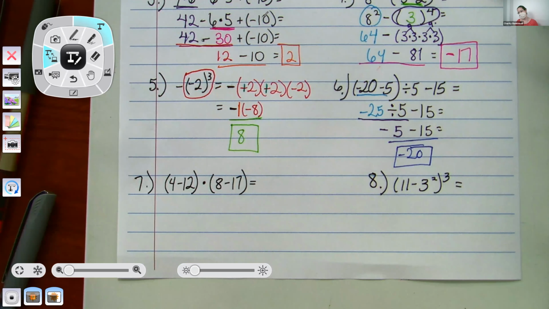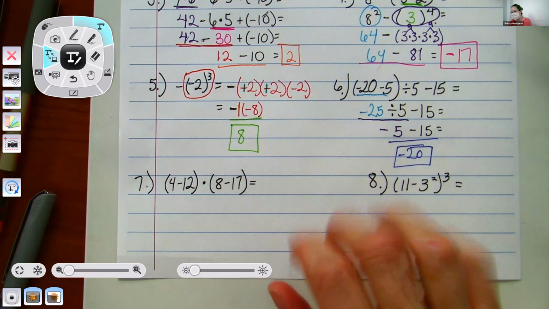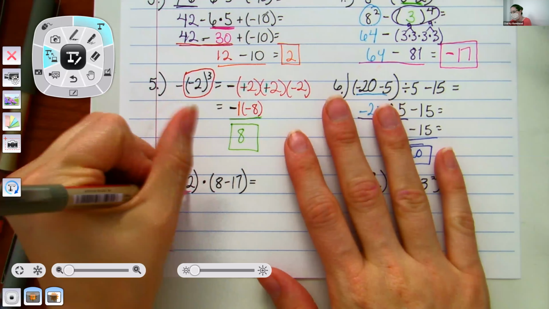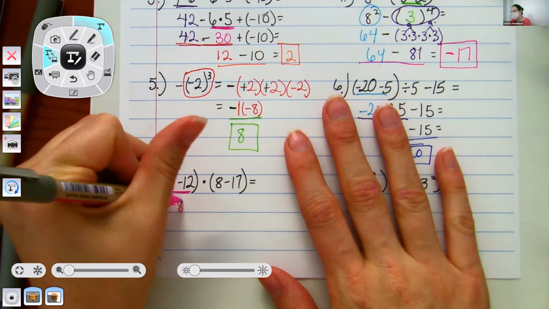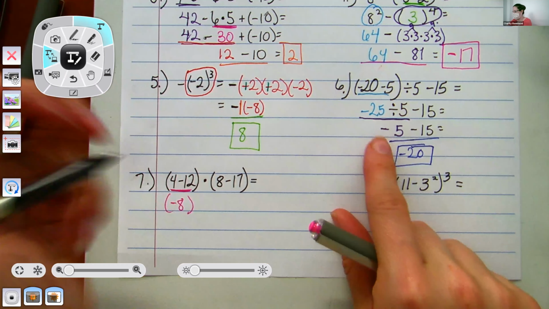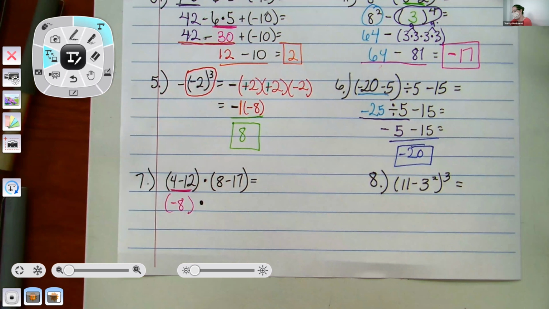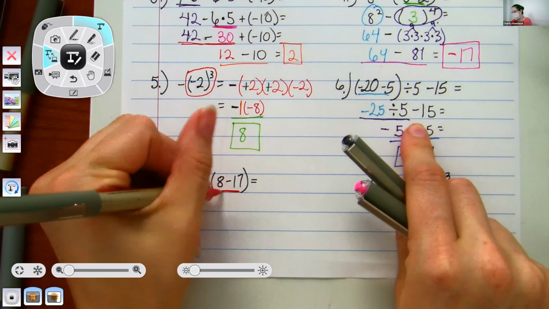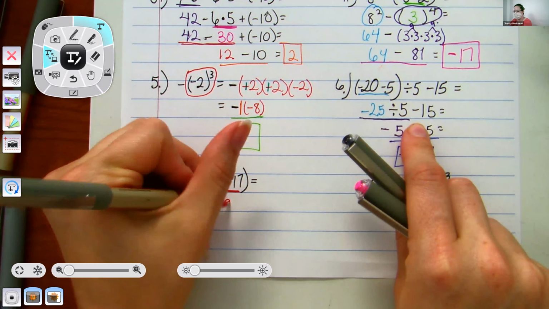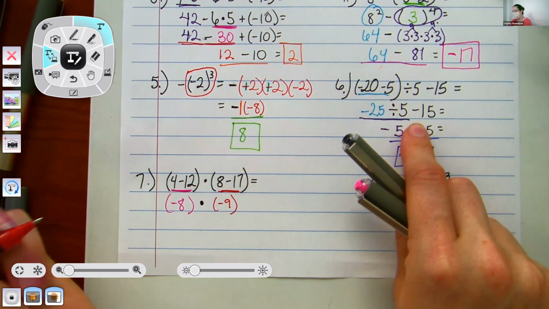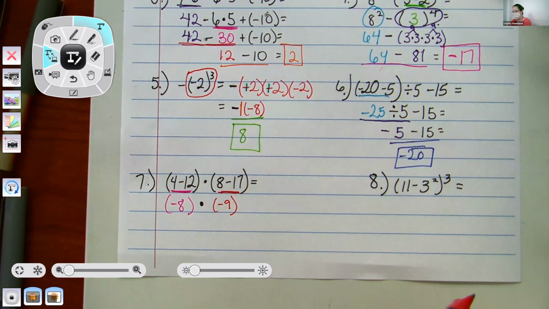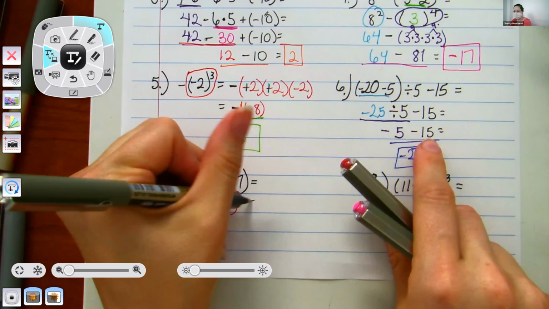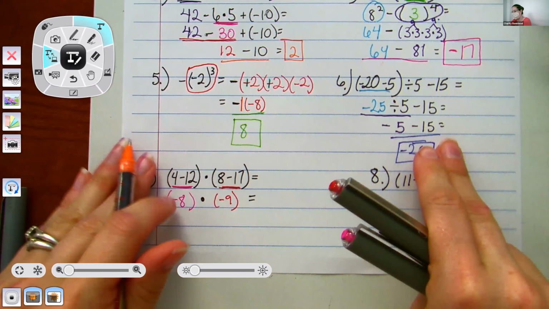Number 7. So 4 minus 12 equals -8. And 8 minus 17 equals -9. And then -8 times -9 equals +72.